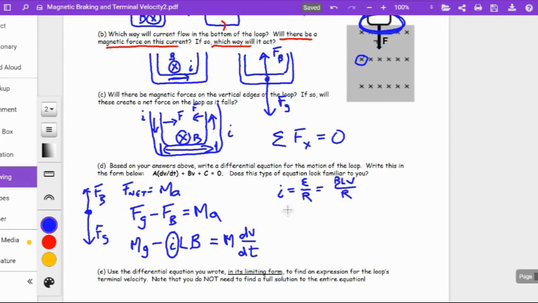Okay, so you substitute in. We have so many things happening here, but let's just continue on. Be strong. So I'm substituting in for I.